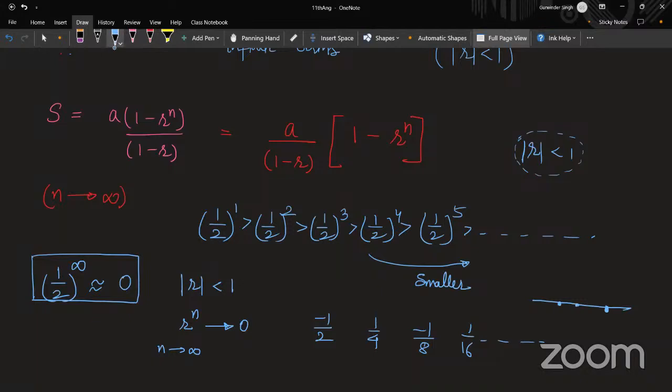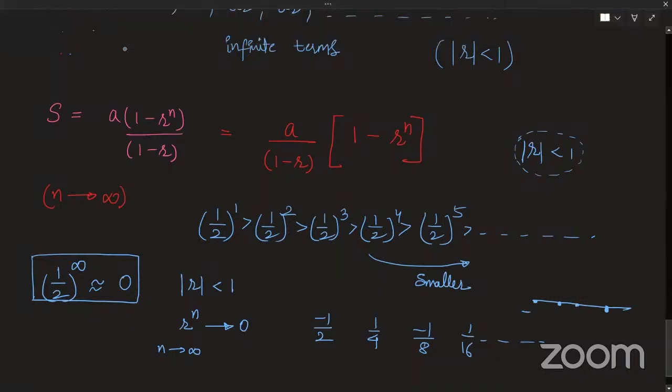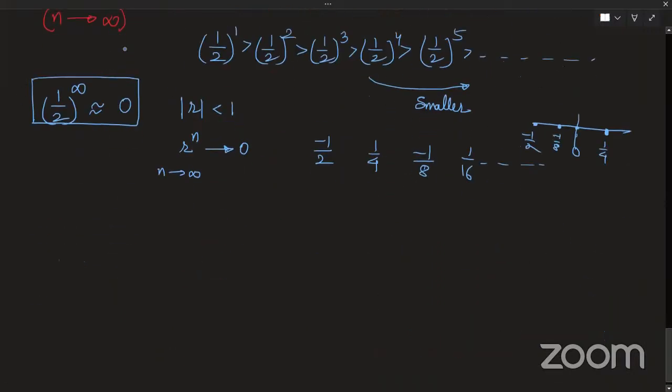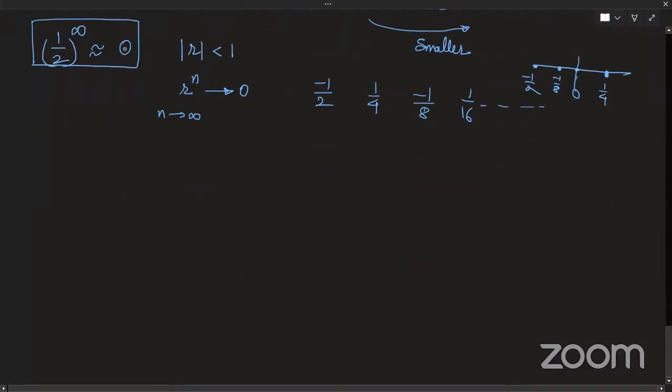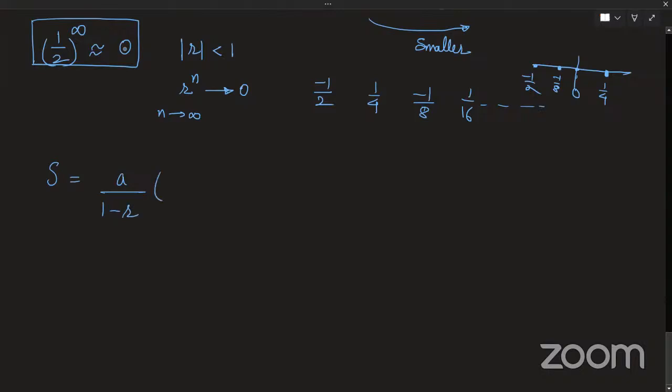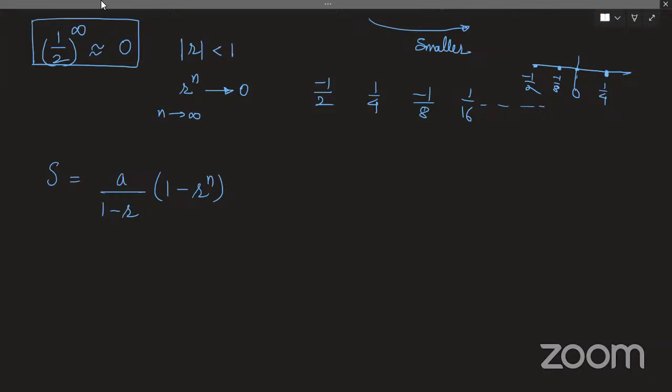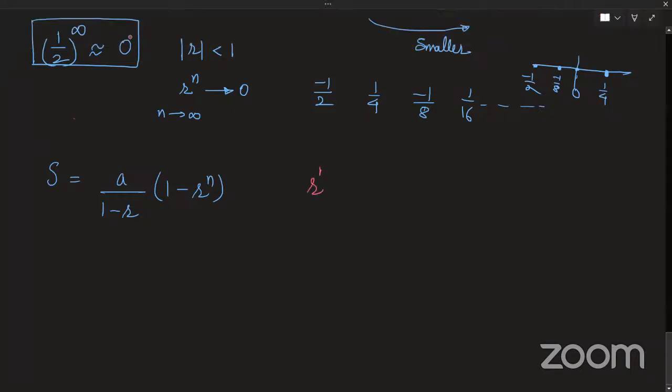Right? So this thing is minus half. Okay, this thing is 1 by 4. This thing is minus 1 by 8. So what is happening? Its distance from origin, distance from 0, is actually decreasing. So what will happen? r raised to n will tend to 0. And what is my sum? My sum is a into 1 minus r raised to n, divided by 1 minus r. And my r raised to n term has gone to 0.